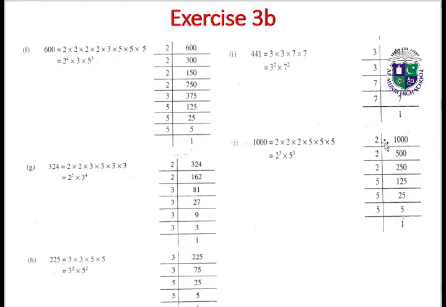J part, 1000. 2 5s are 10, 0 0, 2 2s are 4, 1 carry, 2 5s are 10, 0, 2 1s are 2, 2 2s are 4, 1 carry, 2 5s are 10, 5 5s are 25, 5 1s are 5. 2 multiplied by 2 multiplied by 2, 5 multiplied by 5 multiplied by 5, 2 cube multiplied by 5 cube.